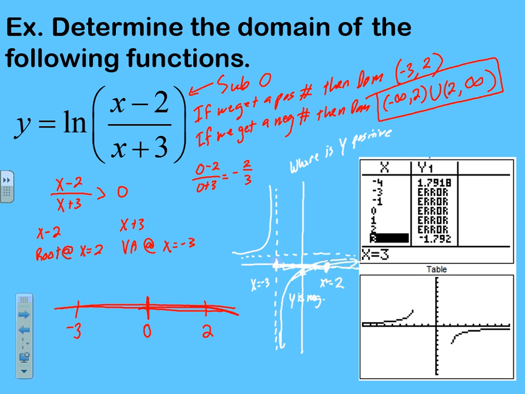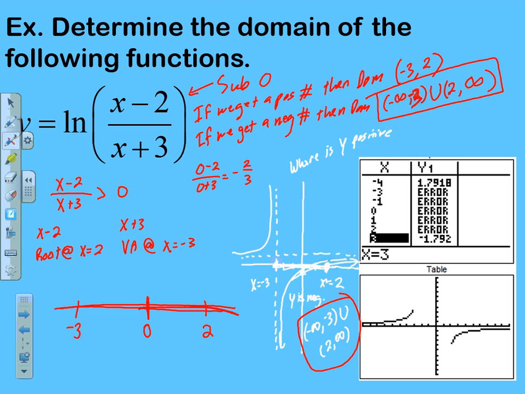So again, the domain will be from -infinity to -3, including 2 to +infinity. Oops, and I made a mistake on my domain up here. I just realized it. This should be -3, not 2.